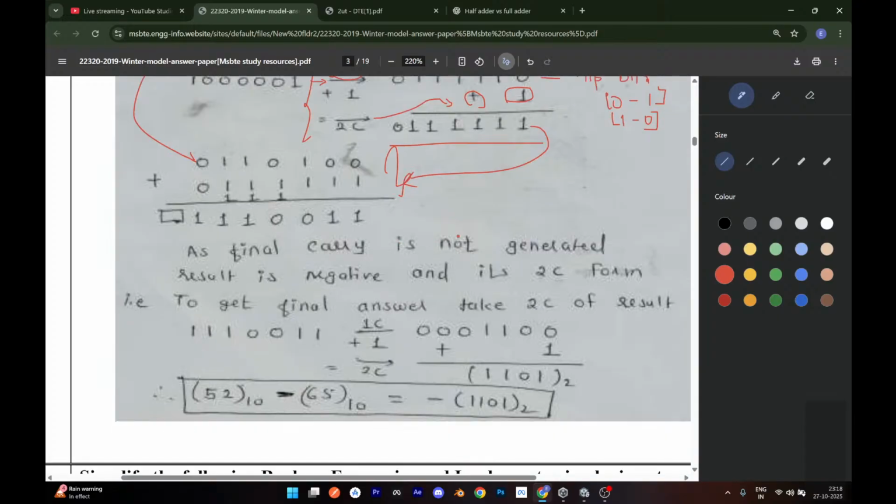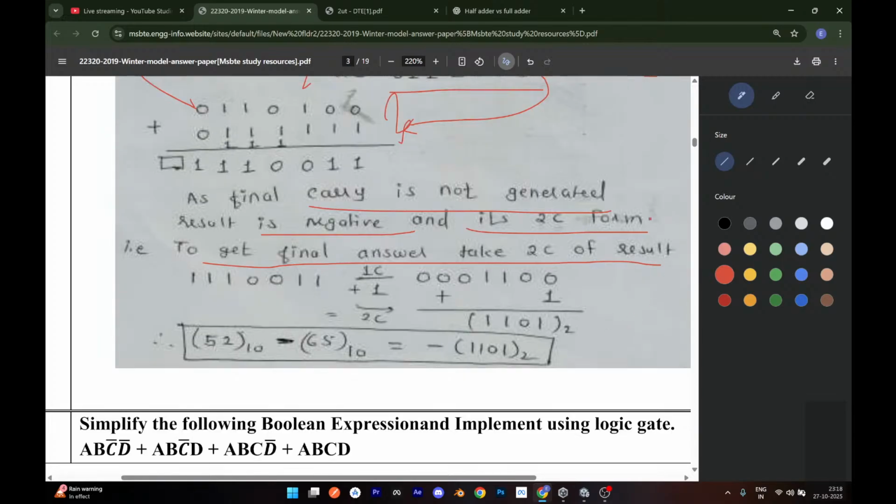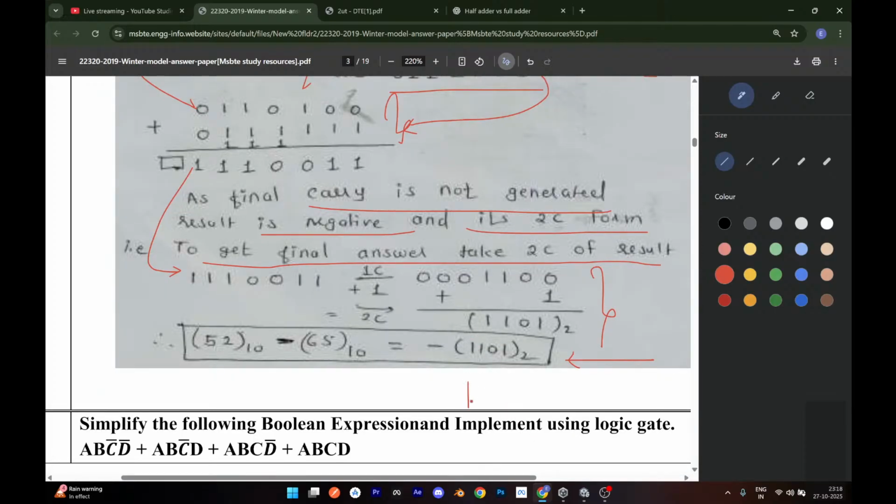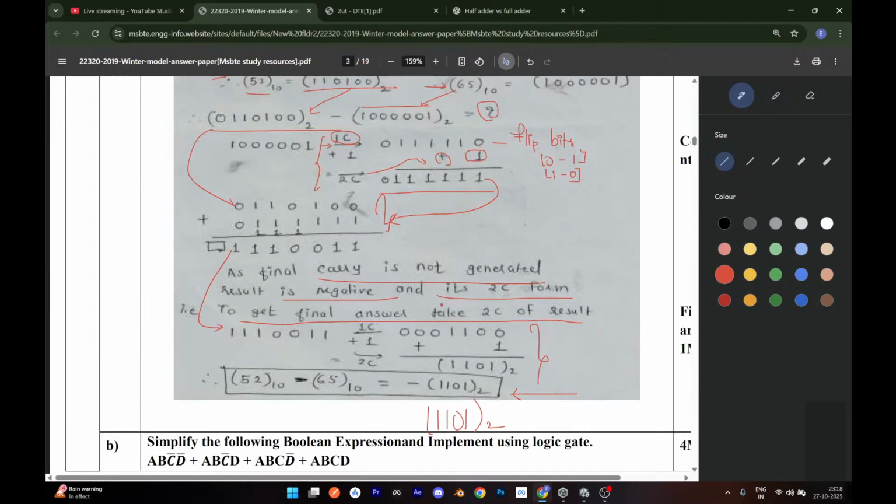And after adding, as the final carry is not generated, the result is negative and it's in second complement form. For example, to get the final answer, take the second complement of the result. In short, we have to do this process again. So this is our answer at last. After doing the process, the number which we have got here has been taken again and we added first complement, second complement. After that, we got an answer which is here, 1101 to the base 2. Yeah, guys, I think so.